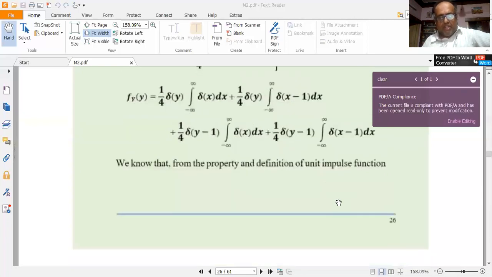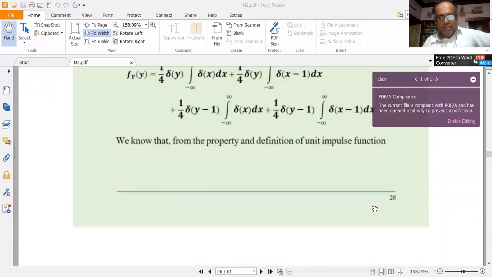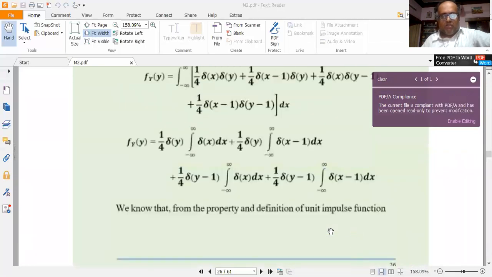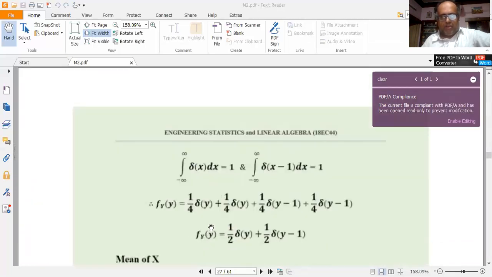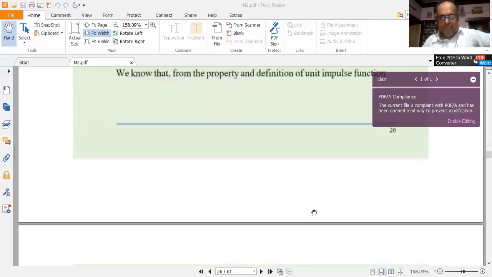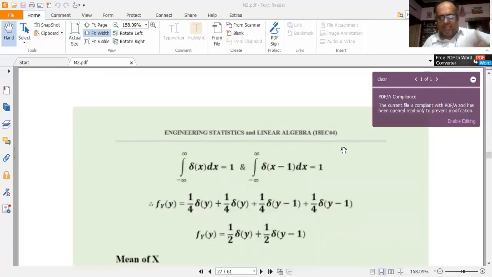That's all. Now, using the property and the definition of a unit impulse function, I have integral minus infinity to plus infinity delta of x dx is equal to 1, and I have integral minus infinity to plus infinity delta of x minus 1 dx also equal to 1. So this would be equal to 1 by 4 delta of y into 1 plus 1 by 4 delta of y into 1 plus 1 by 4 delta of y minus 1 into 1 plus 1 by 4 delta of y minus 1 into 1, because of the argument that we have applied here. Argument means the reasoning that we have applied here.